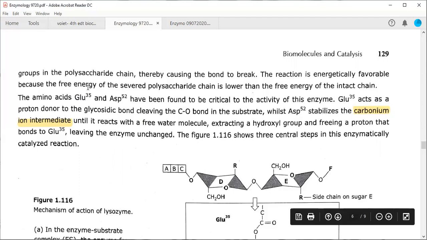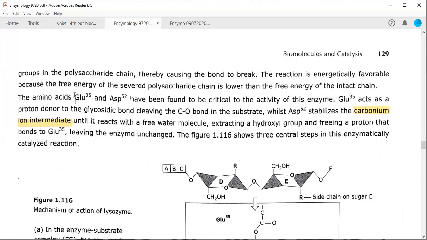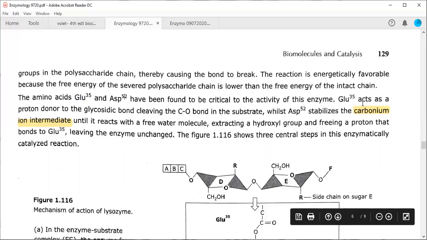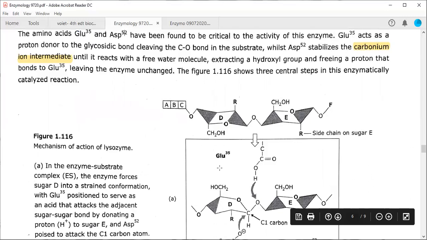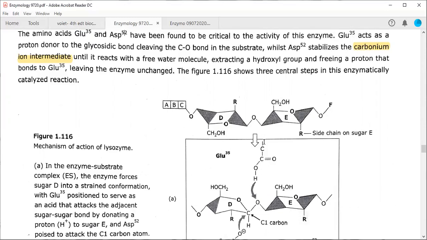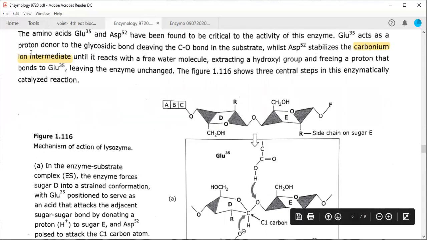Now the two amino acids are very important in this catalysis. One is glutamate 35 and the other is aspartate 52. Okay, so we know both are acidic amino acids, and they are critical in the activity of this particular enzyme. So glutamate 35, first of all, from the lysozyme is acting like a proton donor. This is the side chain of this glutamate. We know it is an acidic amino acid, so it will have COOH, and it will donate some proton.